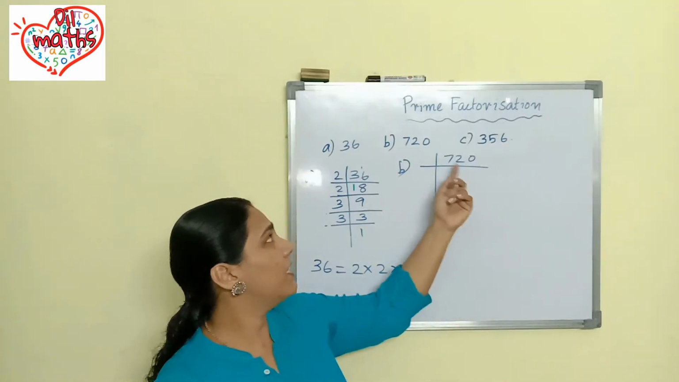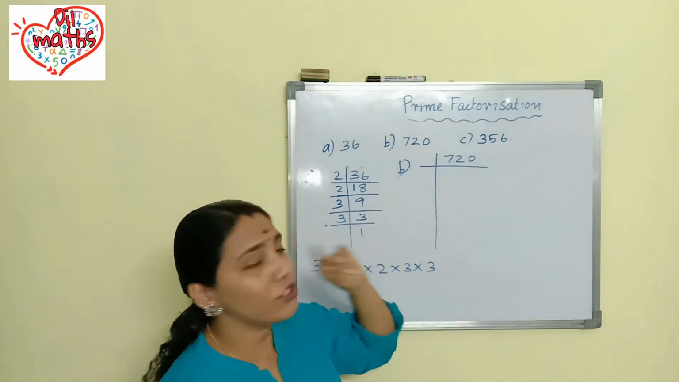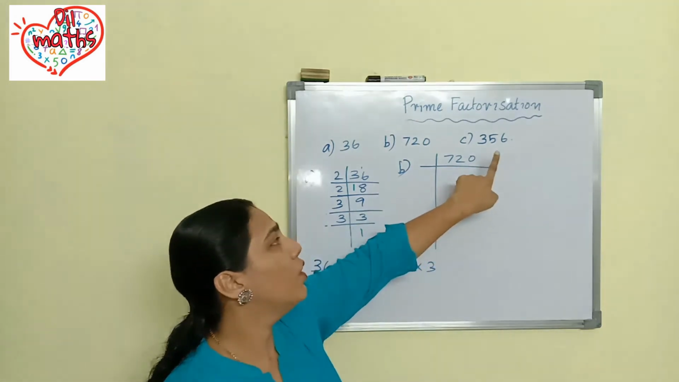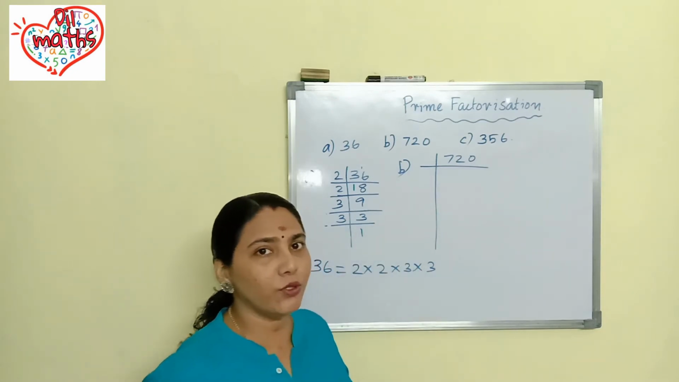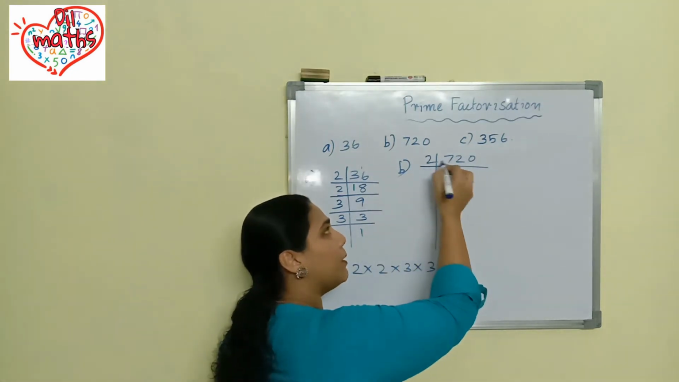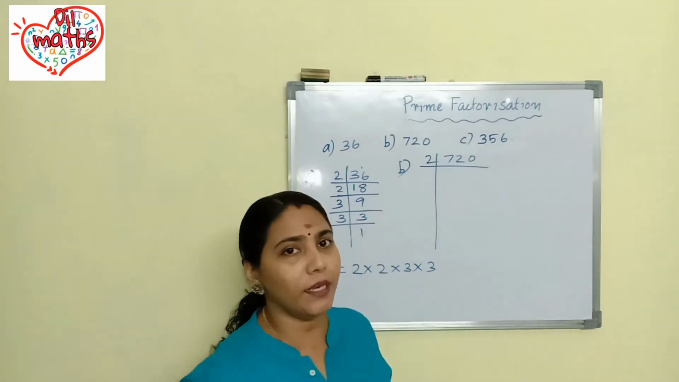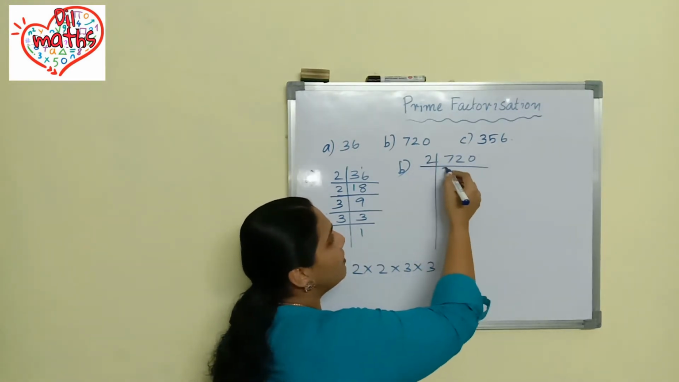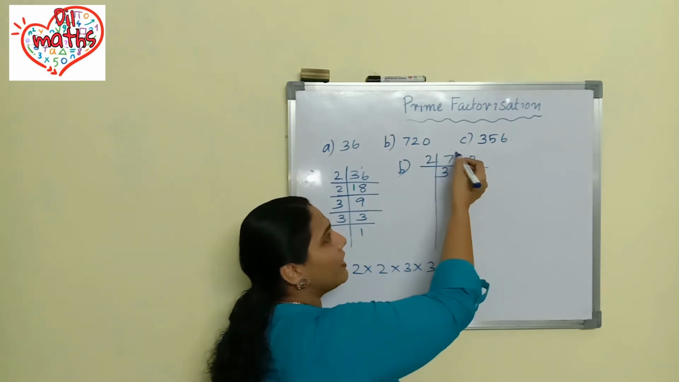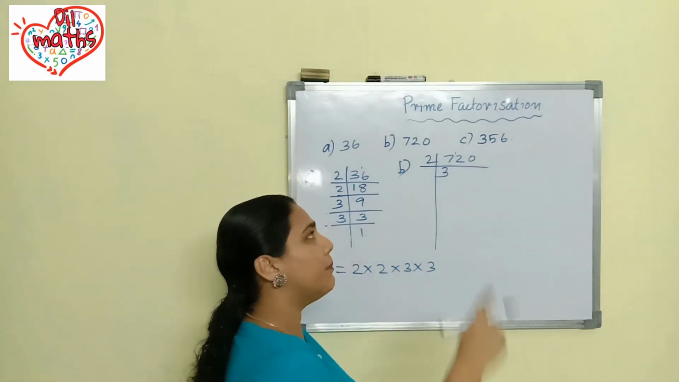So the next number is 720. What should we check? We have to check the unit place. What is given there? 0 is given there. So you can divide that number by 2, isn't it? If you are dividing 720 by 2, what will you get? How many times does 2 go in 7? 3 times. 3 2s are 6 and 1 will carry forward to the next place. So it will be 12.